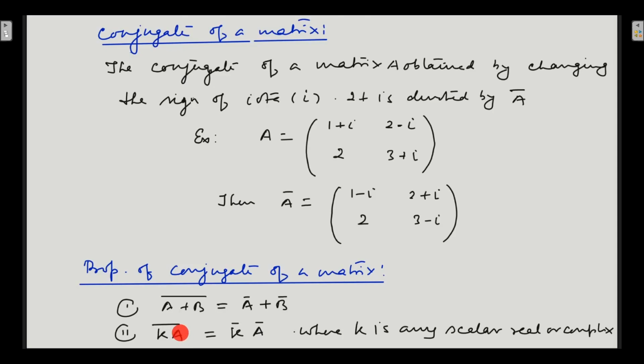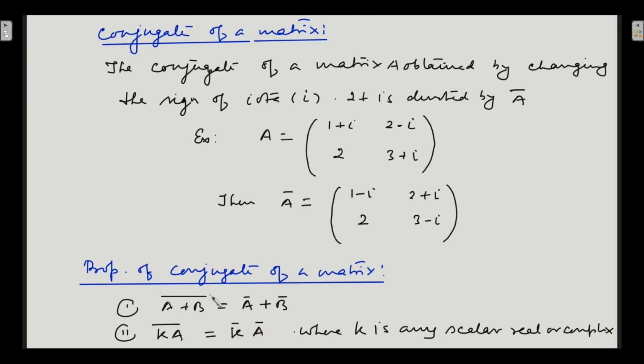K times A complete conjugate can be written as K conjugate times A conjugate, where K is any scalar, whether real or complex. If K is real, then K bar will be equal to K, because a real quantity's conjugate is equal to the same quantity itself. But if K is complex, then K bar will not be equal to K. So K A complete conjugate is equal to K conjugate multiplied by A conjugate.